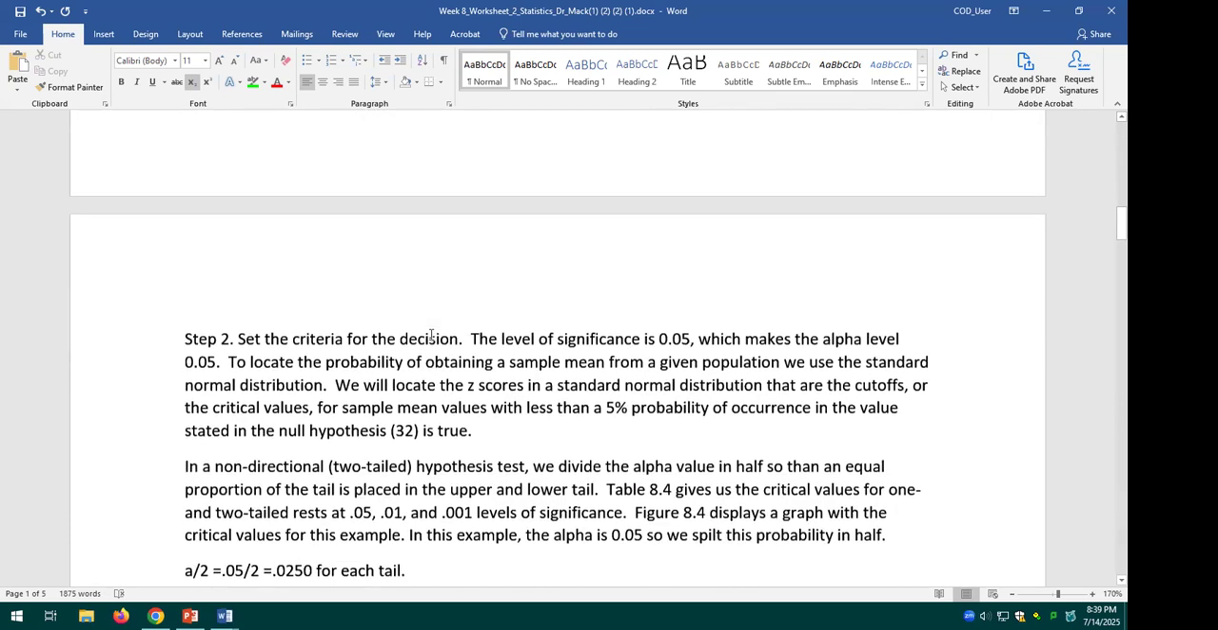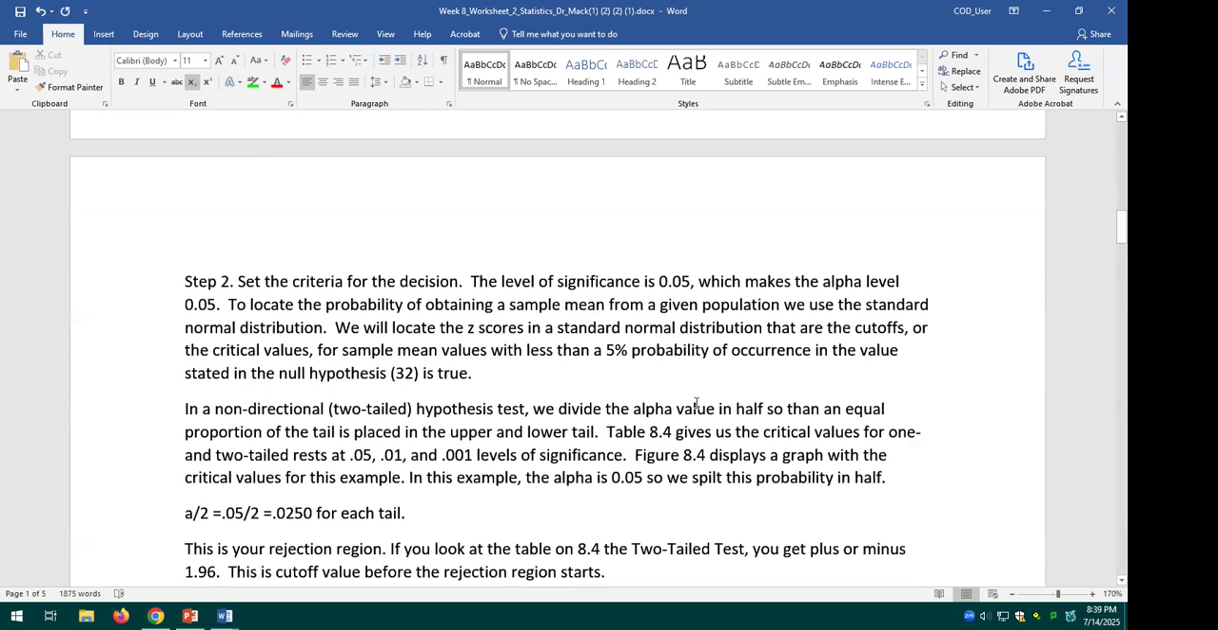Set the criteria for the decision. The level of significance, which is 0.05, makes the alpha level 0.05, which is directly related to the power, which is 0.95. So we can say with 95% accuracy is what we're going for here. To locate the probability of obtaining a sample mean from a given population, we use the standard normal distribution. We'll locate the z-scores in a standard normal distribution that are the cutoffs or critical values. If you hit the critical value right on the nose or above, that's when you reject the null hypothesis and essentially embrace the alternative hypothesis.